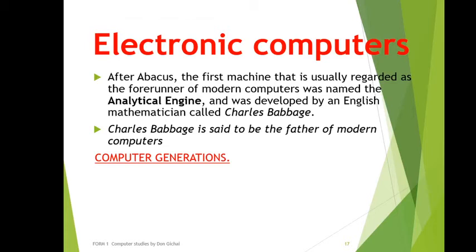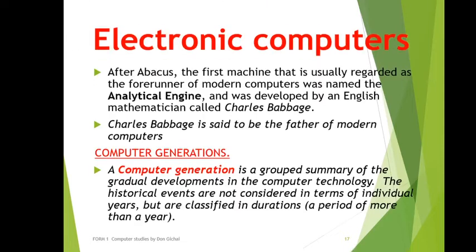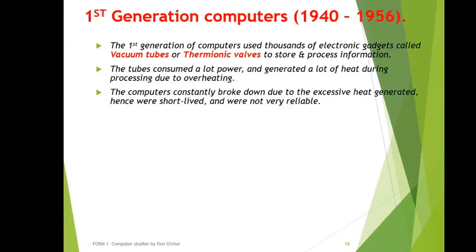Then from there, we can go to computer generations. A computer generation is a grouped summary of gradual developments in computer technology. The historical events are not considered in terms of individual years, but are classified in durations, a period of more than 1 year. Therefore, we shall be looking at computer generations in the next slide. We have 5 generations so far: first, second, third, fourth, and fifth. Therefore, let's go one by one now and look at the first generation of computers.